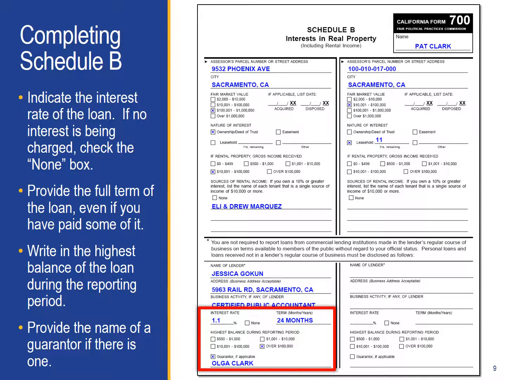The slide shows that the filer took a loan out that will take 24 months to repay. The statement does not indicate how many months of the 24 have already been paid. Check the box to indicate the highest balance of the loan during the reporting period. If there is a guarantor, check the box and provide the name of any guarantors.